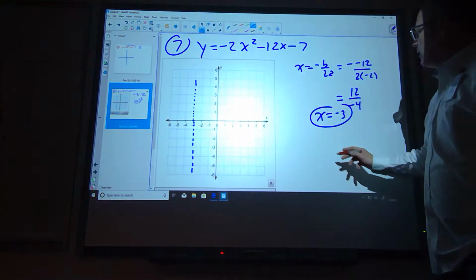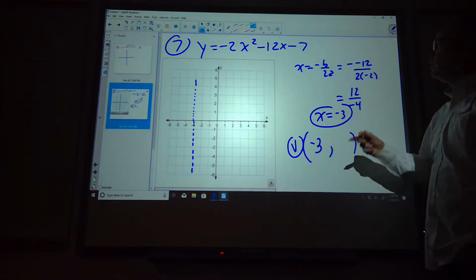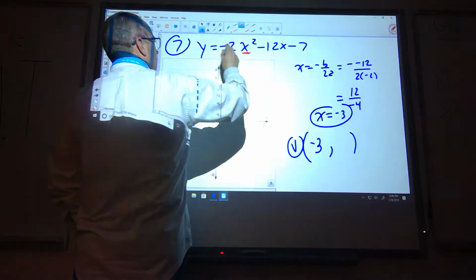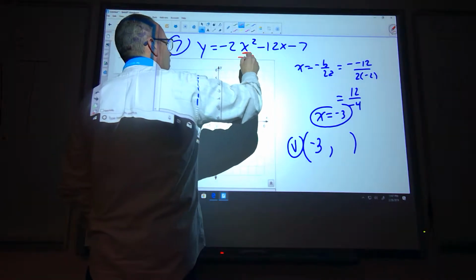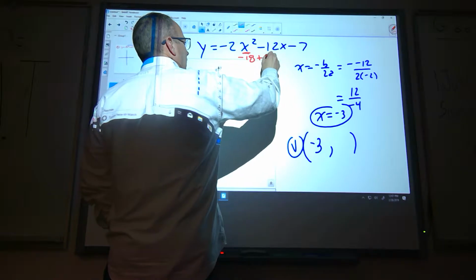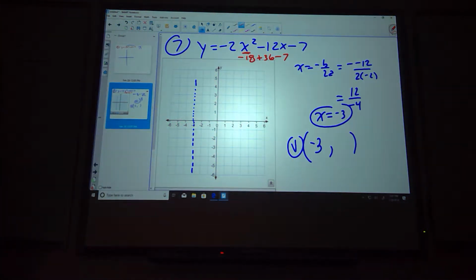Cool. How do I get the rest of my vertex? Plug it in. Good. All right, so if I take negative 3, plug it in here, that becomes 9. 9 times negative 2 is negative 18. Then negative 3 times negative 12 is positive 36 minus 7. Is that math okay? So negative 18 added to 36 is positive 18, right? Positive 18 minus 7 is 11. Ew.